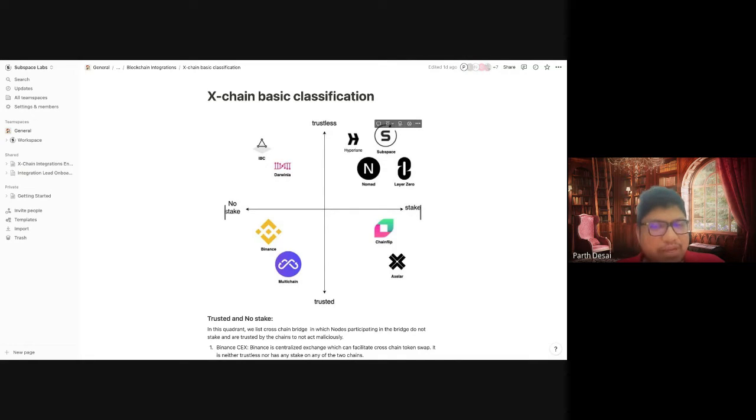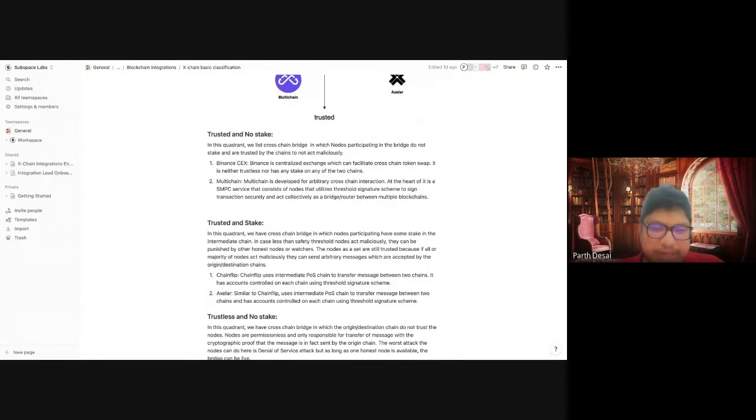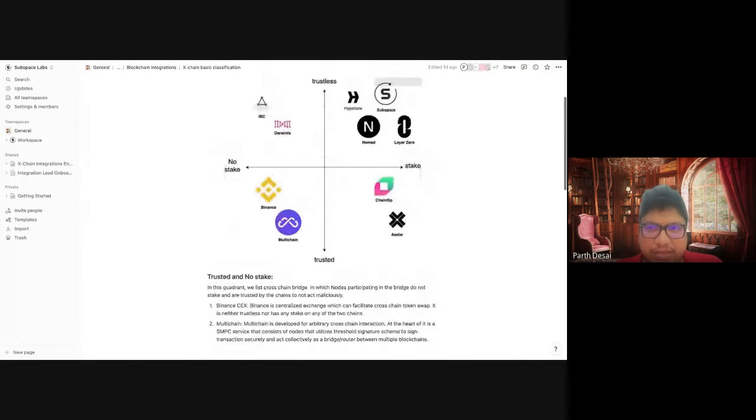The most secure, not necessarily, but by this classification, the most secure category would be where the relayers are themselves trustless, but they have a stake either on their own chain or on the source and destination chain, either or.